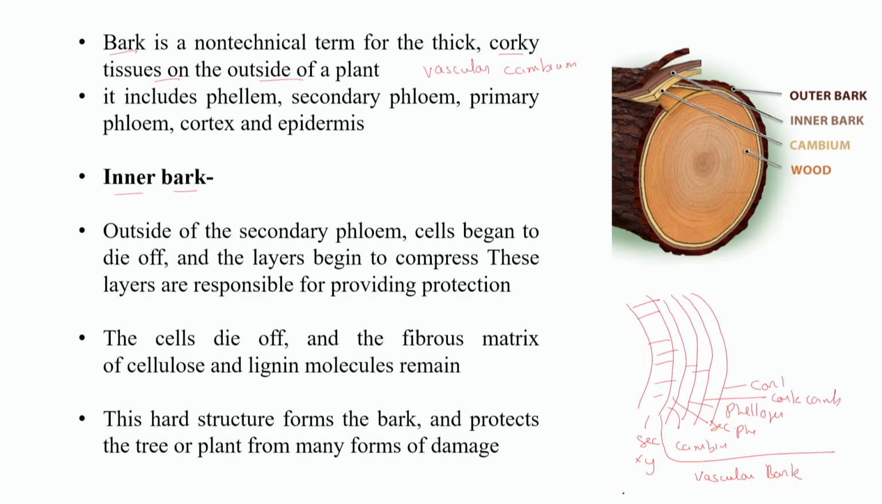However, bark can also be divided into two portions. Everything from vascular cambium to cork cambium is the inner bark. In this you will have secondary phloem and secondary cortex, that is the phelloderm and the secondary phloem. So it will be made up of somewhat living cells.